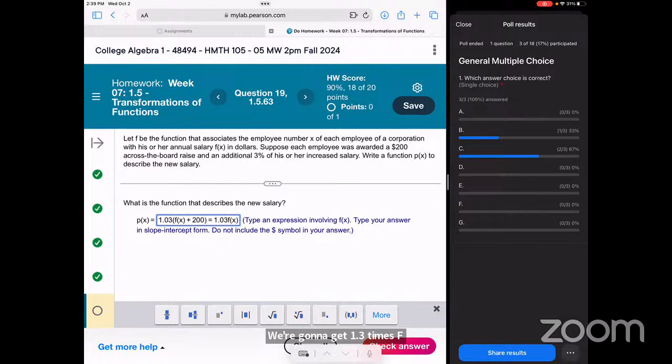Now we need to calculate 1.03 times 200. 10% of 200 would be 20. 1% would be 2. So then 3% would be what, 6? So 206. So plus 206.